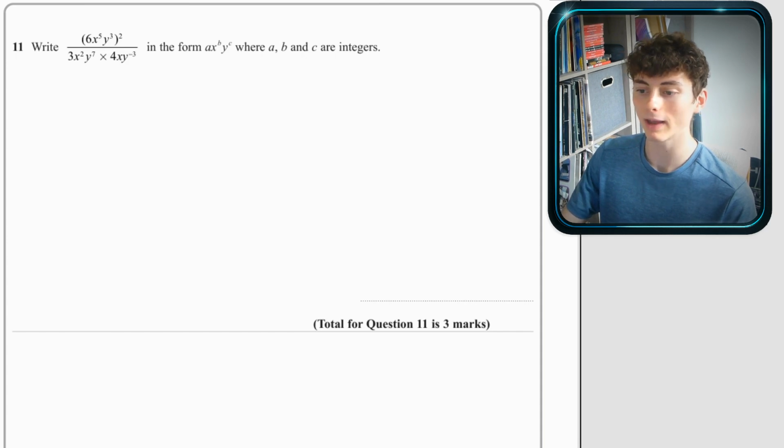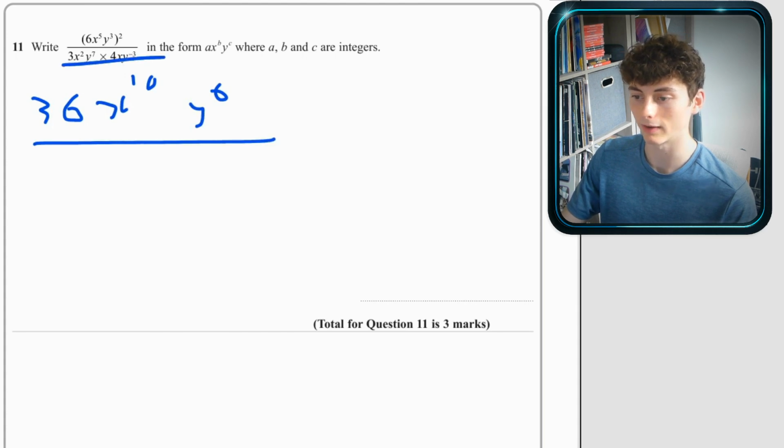So what we do is we square the 6 to get 36, and then the x to the power 5 will become x to the power of 10, and y to the power 3 will become y to the power of 6. And then we've got that all over this there. So now let's deal with the bottom half of the fraction. 3x squared times y to the power of 7 times 4x multiplied by y to the minus 3. That's a mouthful.